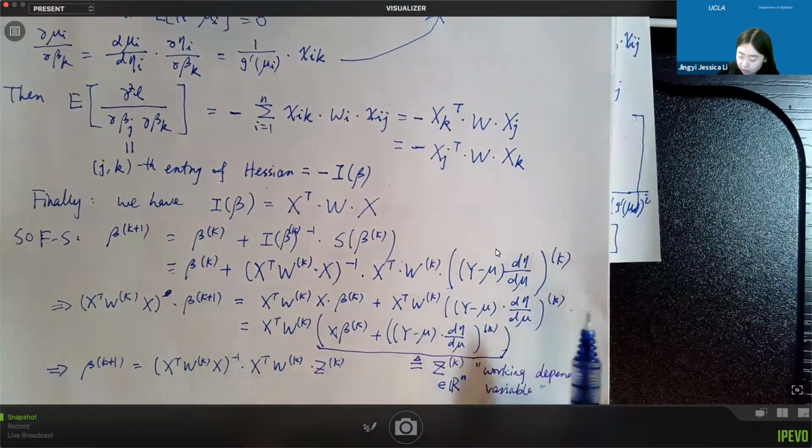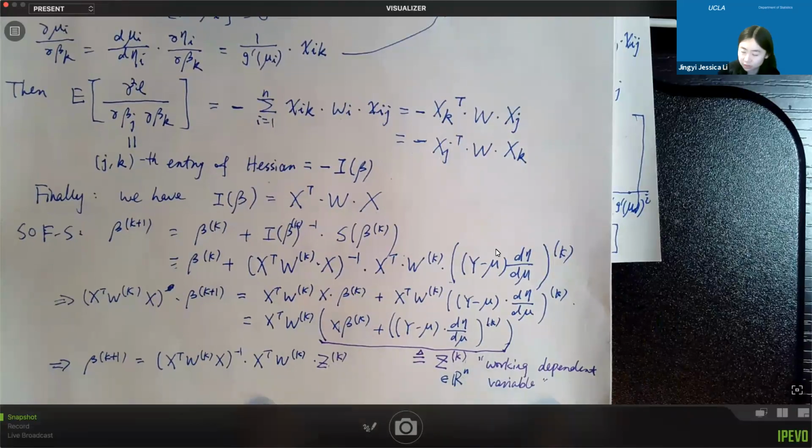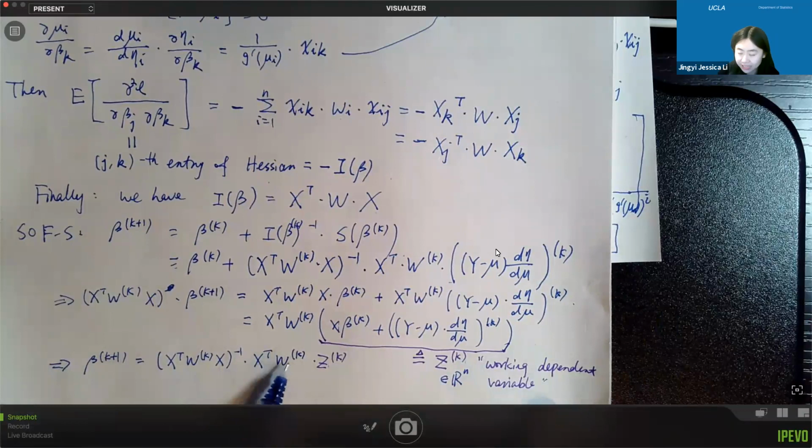Now I'm going to define this vector as z_k, which is equal to X beta_k plus this term. I give it the name working dependent variable. Note that this is n-dimensional, so we are going to use it as our response, just as in a linear regression, in the k-th iteration. Using the simplified notation z_k, I multiply by the inverse of X transpose W_k X again on both sides. I get my update: beta_{k+1} equals (X transpose W_k X) inverse times X transpose W_k z_k.